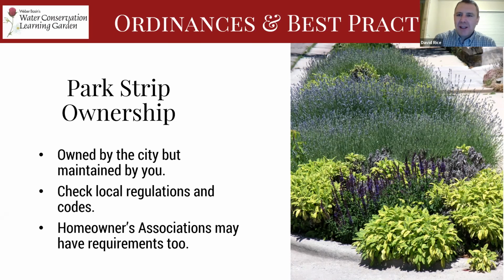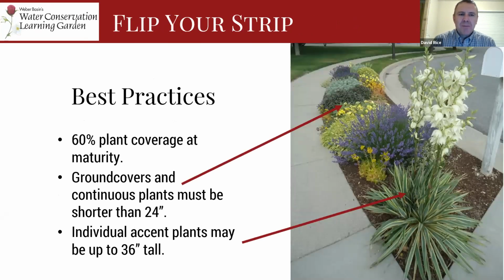Like I said, technically you own it, but you don't own it. You really don't have a lot of say sometimes when it comes to these things. So, as I just mentioned, the best practices for the Flip Your Strip are 60% plant cover. Ground covers and continuous plants must be shorter than 24 inches. Now, this is actually some of the requirements and ordinances as well.